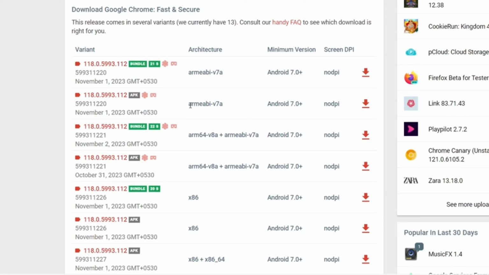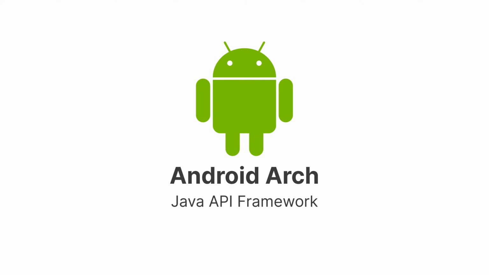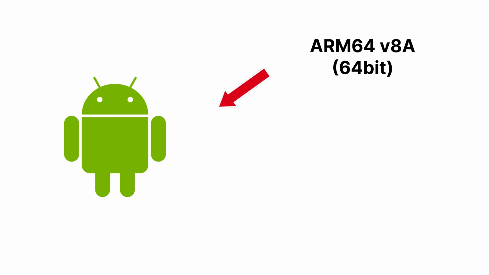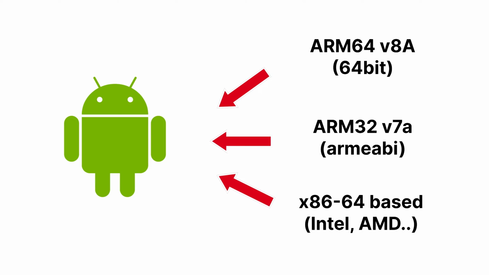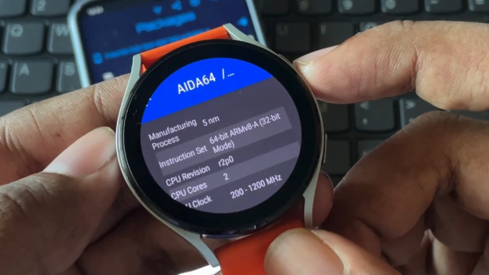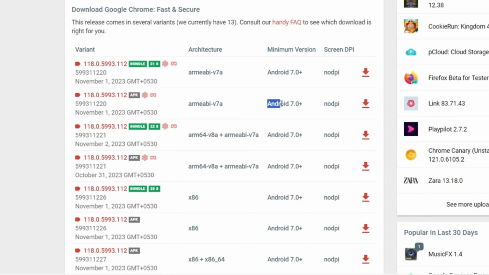And this is the most important part of this entire video: architecture. What type of architecture your device uses, also based on the device SoC processor. There are different versions: ARM 64 for 64-bit devices, ARM 32 for 32-bit devices, and x86, x64 based, like Intel and AMD chipset devices. Some app packages include multiple architecture versions. In this video, our watch has a 64-bit processor, but it has only a 32-bit OS interface, so it only runs ARM 32 V7A apps. Also make sure it meets the minimum Android version.